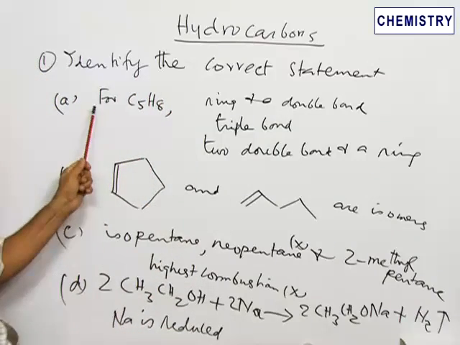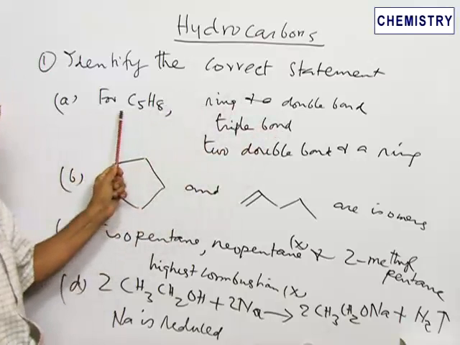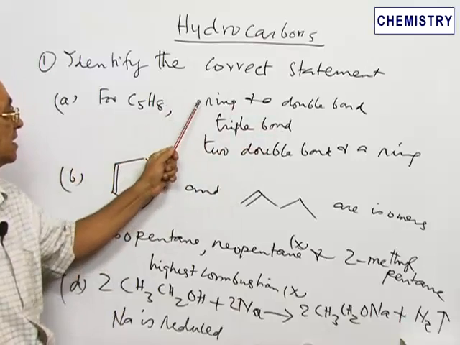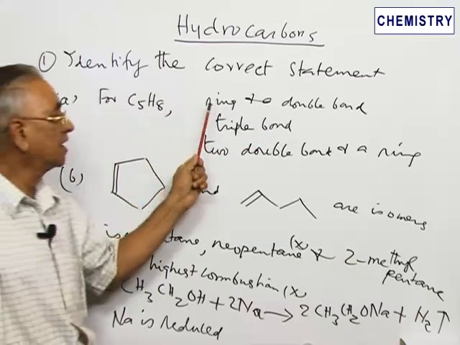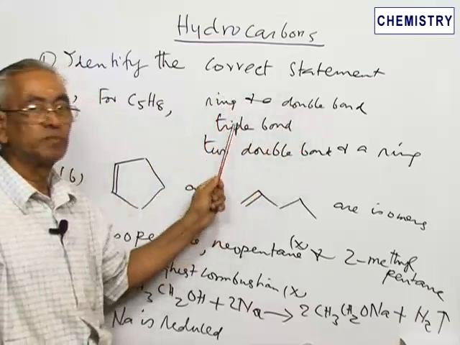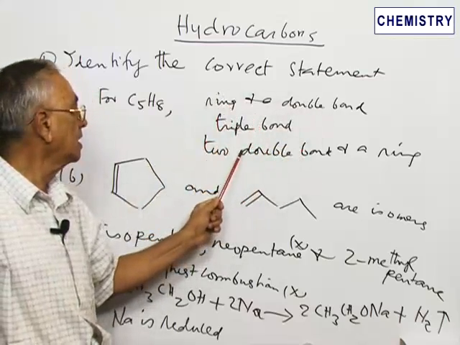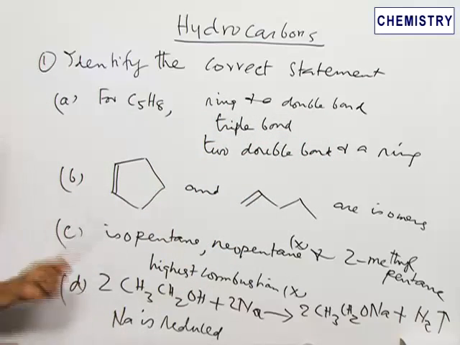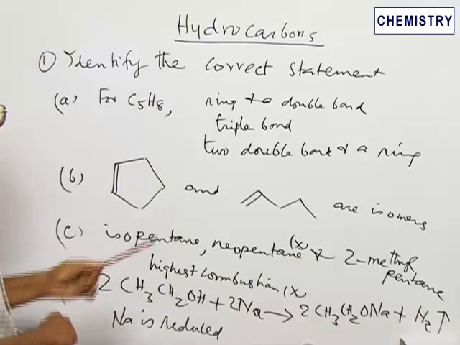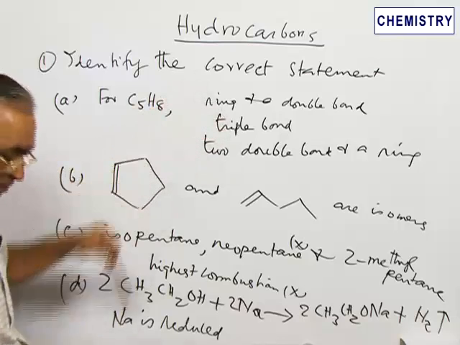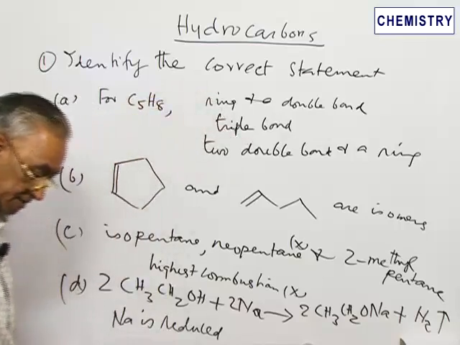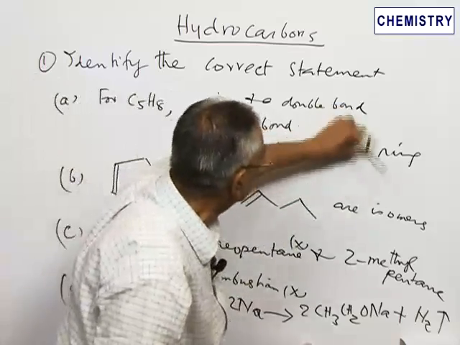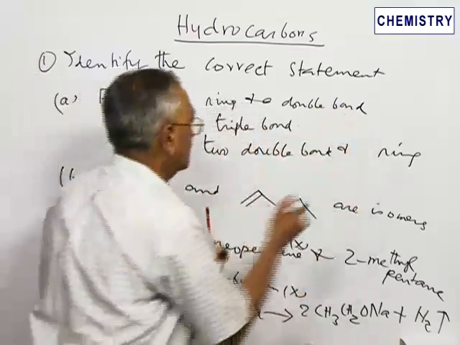The first statement says, slightly written in an abridged form, for the formula C5H8, the compound can have 3 possibilities, namely a ring and a double bond, a triple bond, or 2 double bonds and a ring. These are all the various options that are available. There is a small correction: 2 double bonds and no ring. It is not one ring, it is no ring actually.